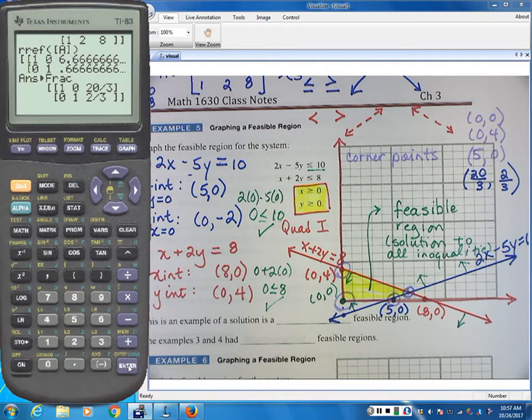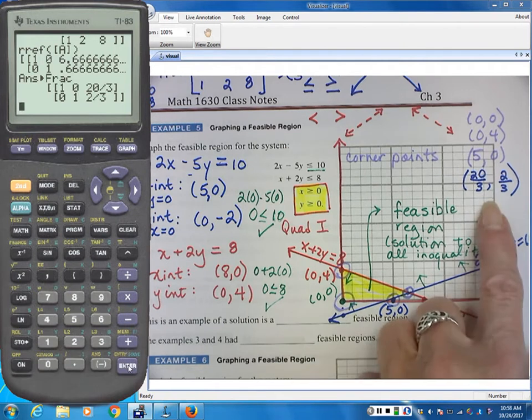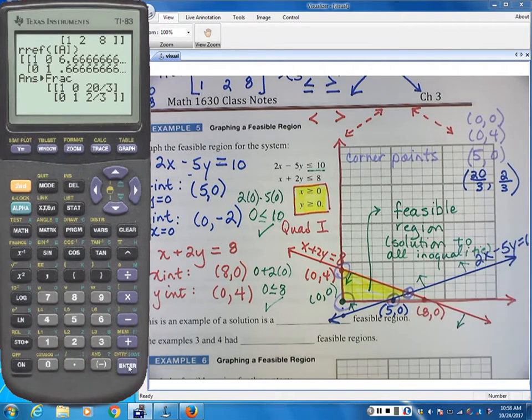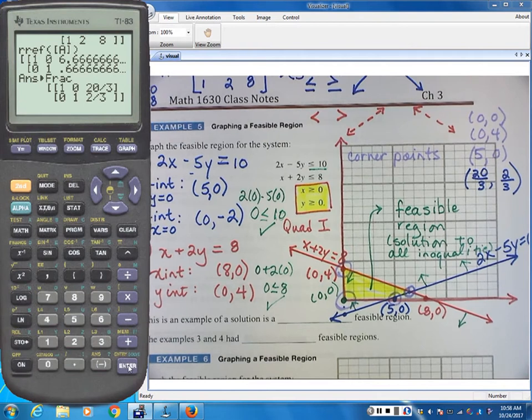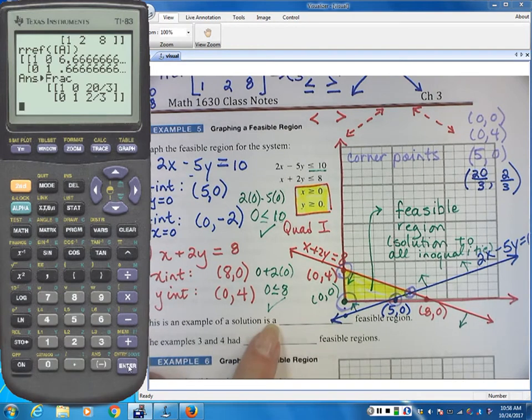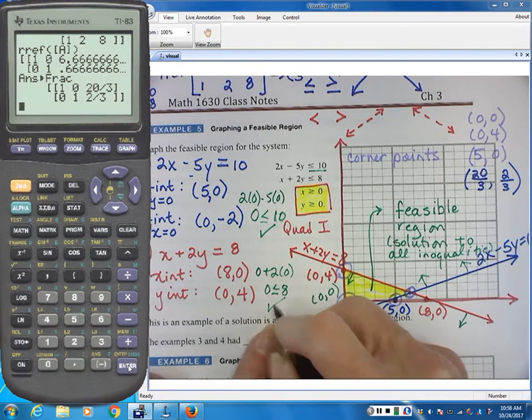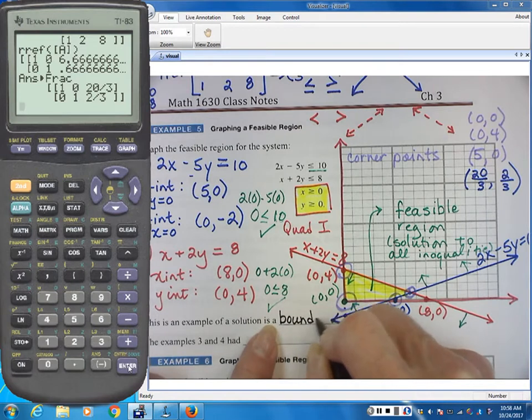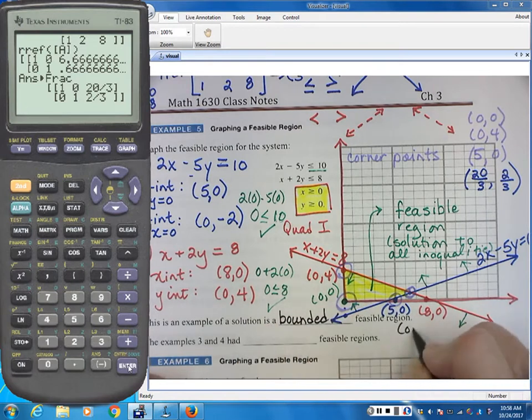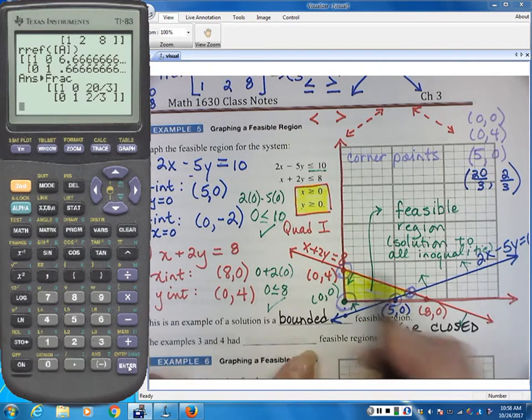Now what we'll do differently as we do the next few problems is we'll also have something called an objective function, and that's where these corner points are going to be very important. So be able to find your corner points. This particular example, the solution is a closed or bounded feasible region, because it has a boundary around all four sides of it.